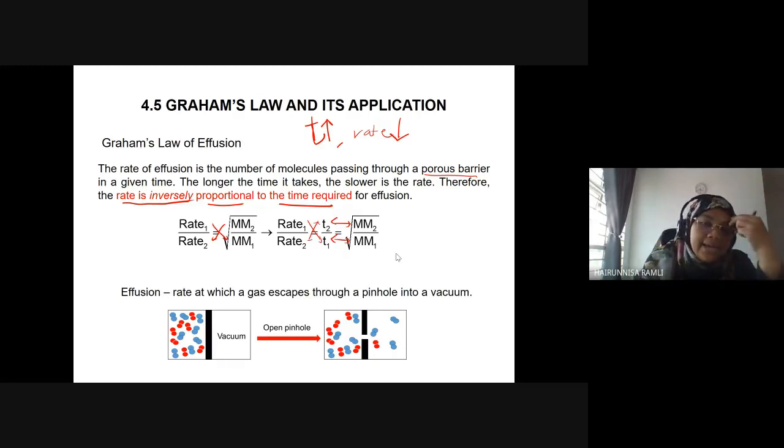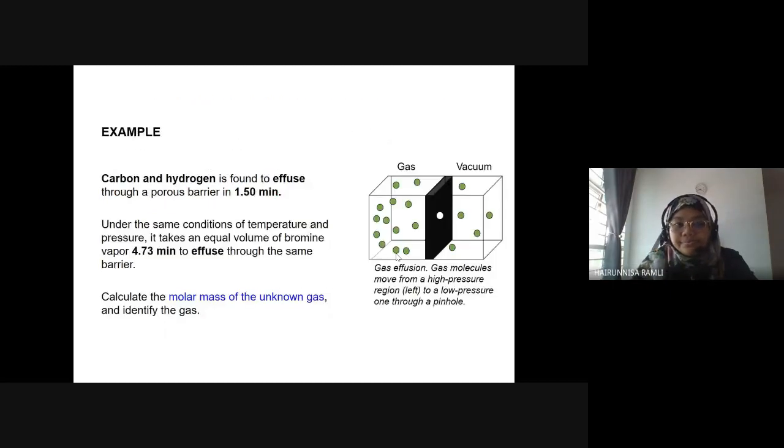Kenapa kita relatekan dengan time? Sometimes, macam contoh soalan lah, dia tak akan bagi rate. Dia bagi time. So, you kena guna which one is more suitable lah. Kalau rate, you pakai rate lah. Kalau time, you pakai time. Okay, tengok contoh kat sini eh.